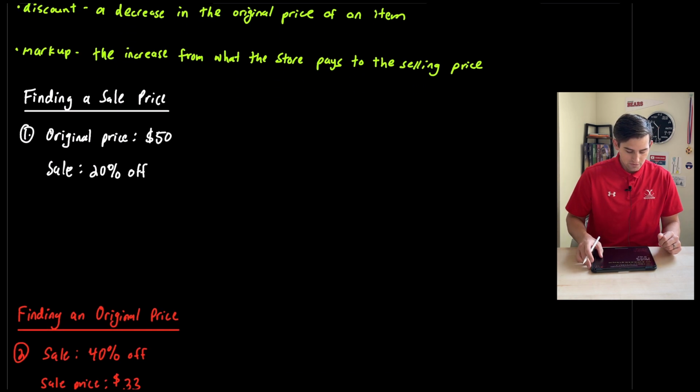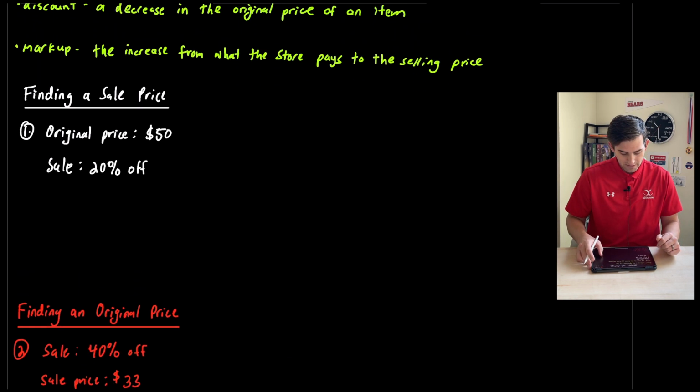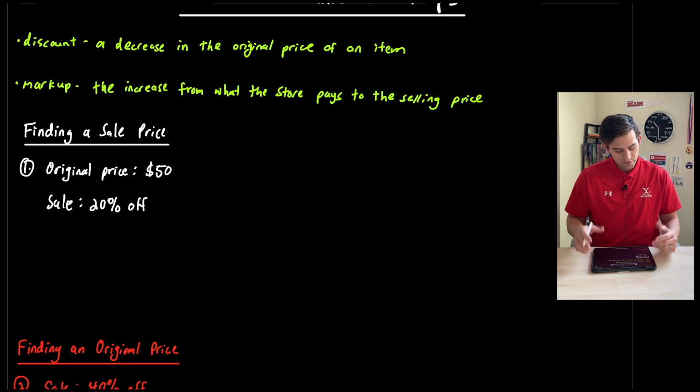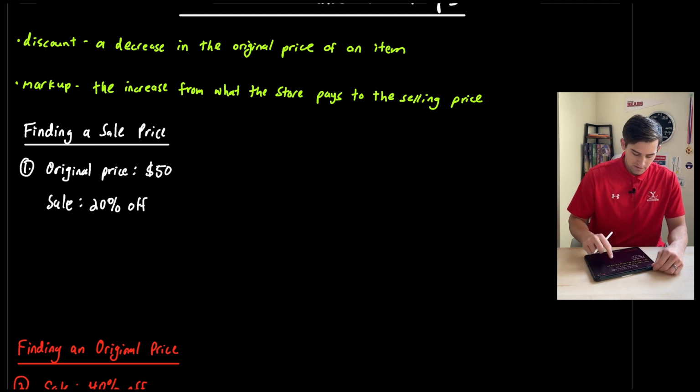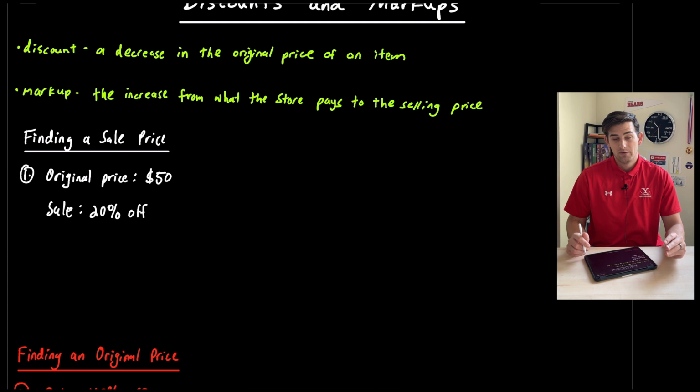All right, so let's jump into example number one. We're going to find a sale price. So the original price of the item is $50 and the sale is 20% off. So basically we want to find what number is 20% of 50. So we did this in a previous video about the percent equation. If you want to go check that video out, it's in my recent uploads. But we'll take a look at number one here.